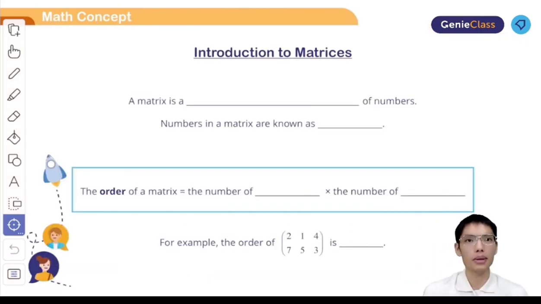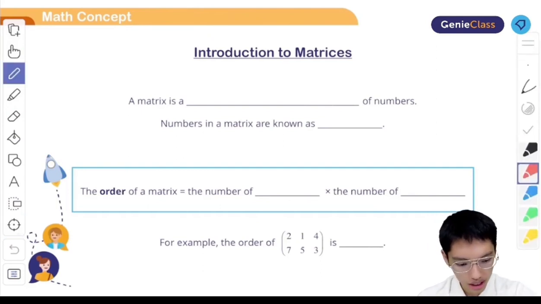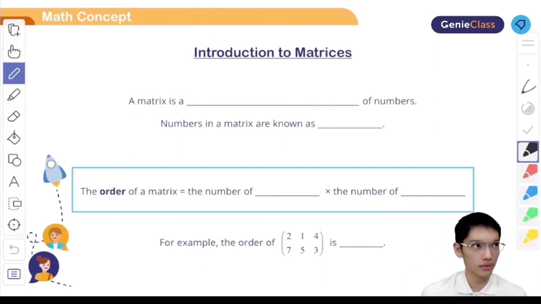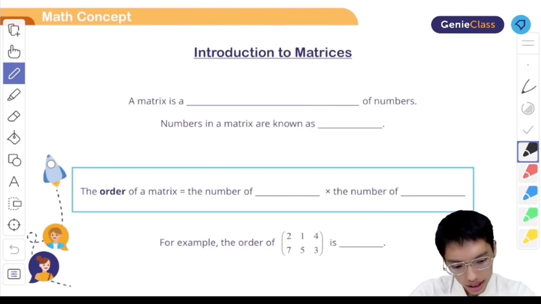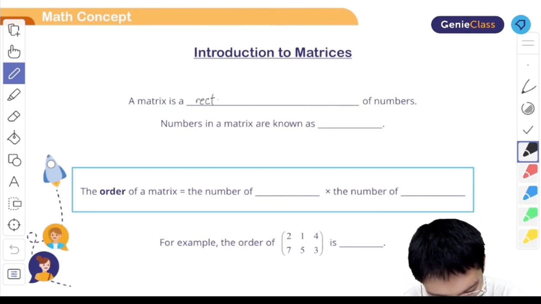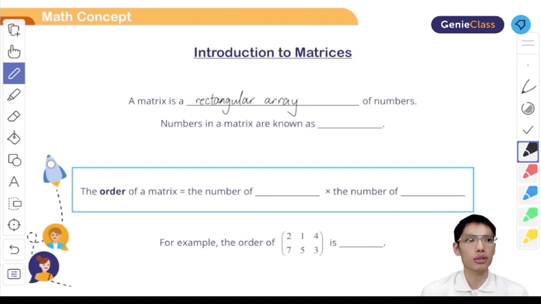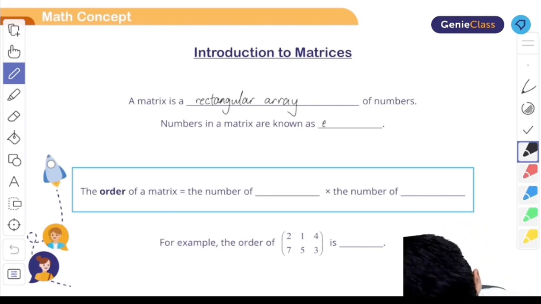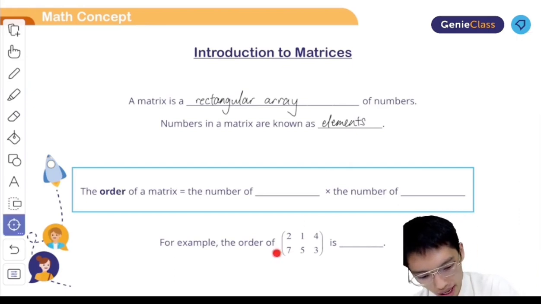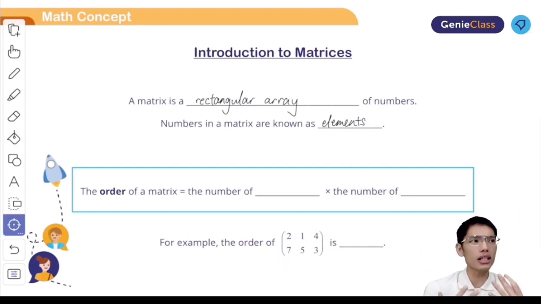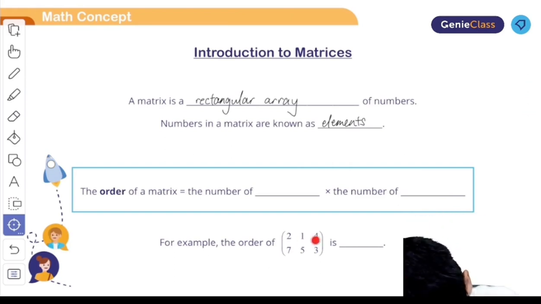Now, when we talk about matrices, a few key things that we can take note of. So what is a matrix? If I form a rectangle and I put my numbers inside, we'll call it a rectangular array of numbers. That's what the matrix is. And if the numbers are inside the matrix, we say that they are elements. This is an example of a matrix in the form of a rectangle, and my numbers over here are elements.